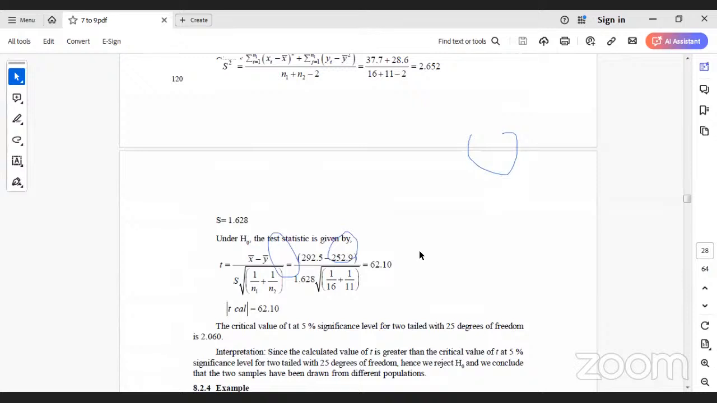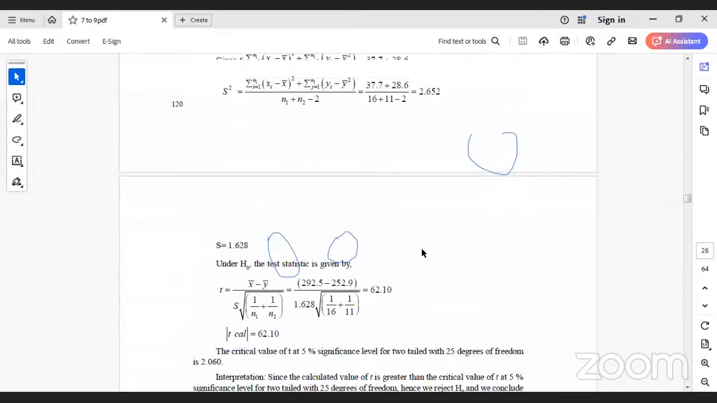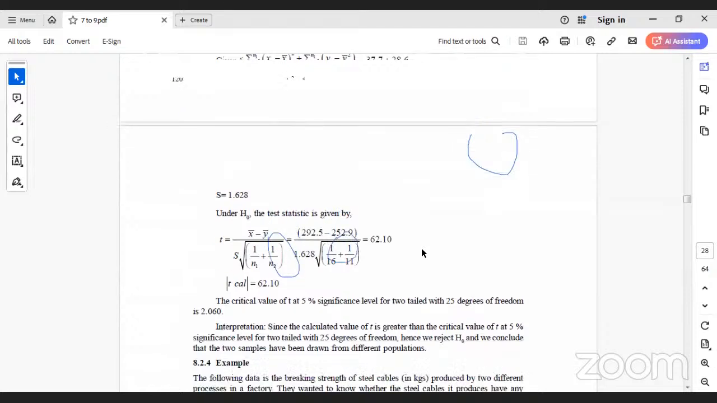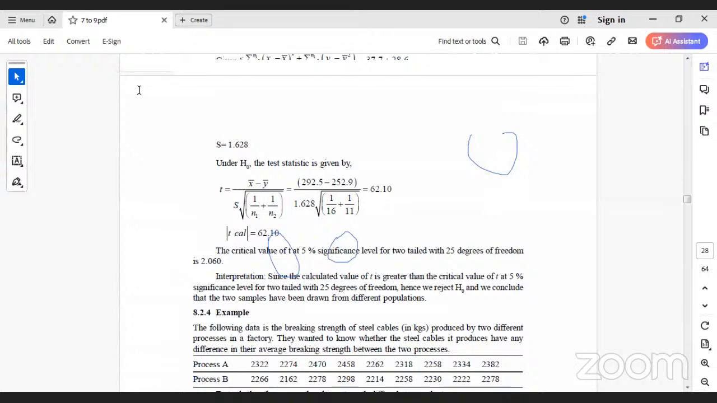So therefore, x bar minus y bar by S root of 1 by n1 plus 1 by n2. Substituting the values, 292.5 minus 252.9 by 1.6 root of 1 by 16 plus 1 by 11. So the t calculated value is 62.10, with degrees of freedom 25. This is one example. You have to see and tell me what is correct or not. Fast.